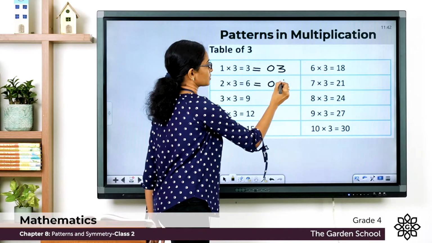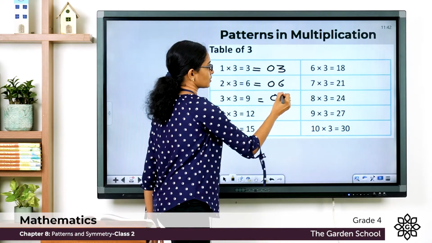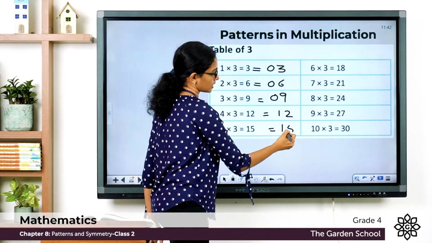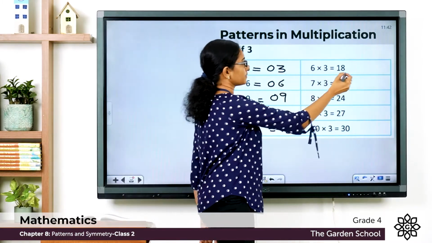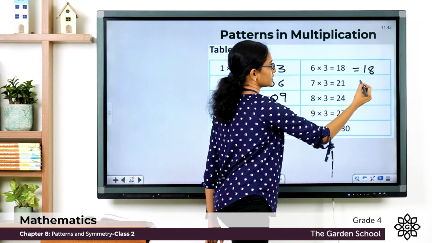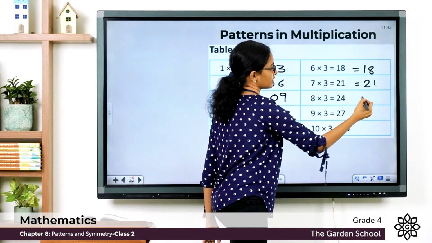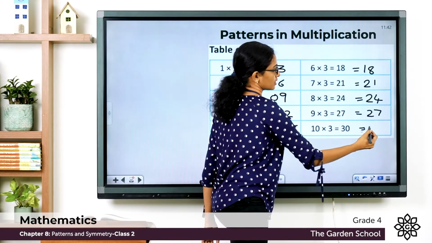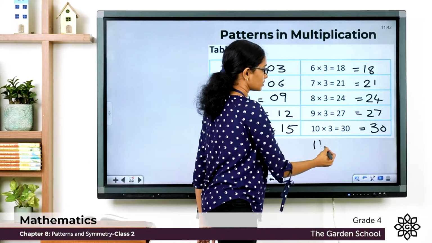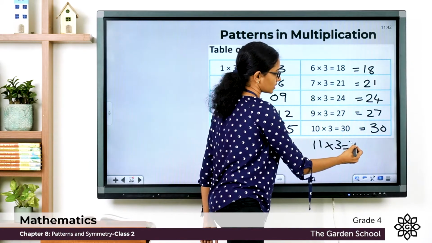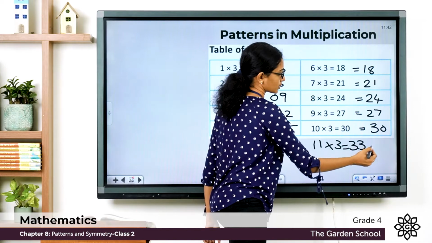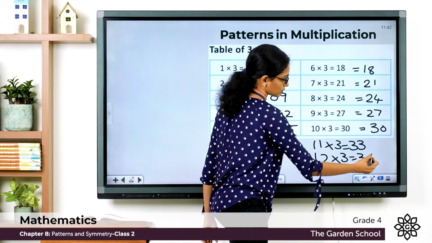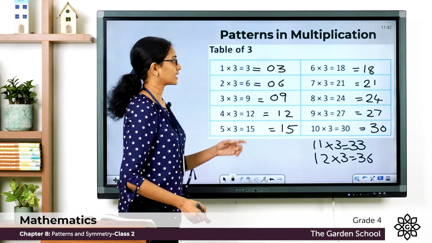Here it is 06, here it is 09, here it is 12, 15 and goes on like that. Here again 18, 21, 24, 27, 30. And what is 11 into 3? 11 into 3 is equal to 33. And 12 into 3 is equal to 36. And it goes on like that.